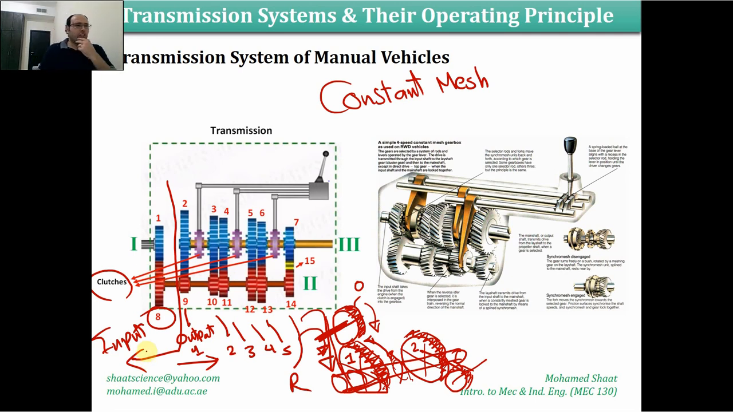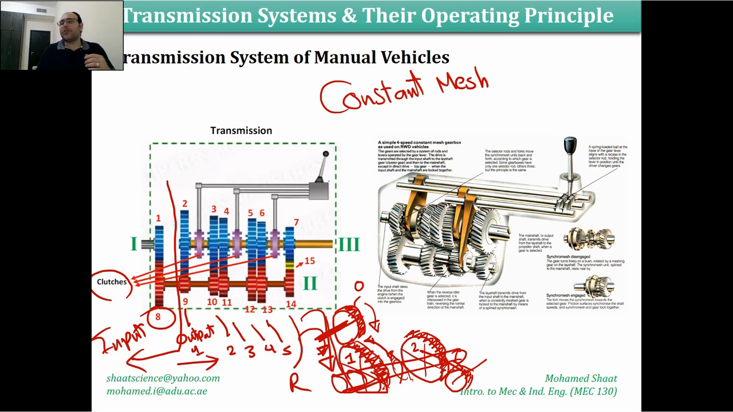How about if you would like to shift to the second gear? Simply move the stick to slide the clutch to disconnect 2, and then connect the clutch to gear 3. This is going to give you another gear, another speed. But keep in mind that you're still just moving the clutch between 2 and 3, and you didn't move any one of these two other clutches.